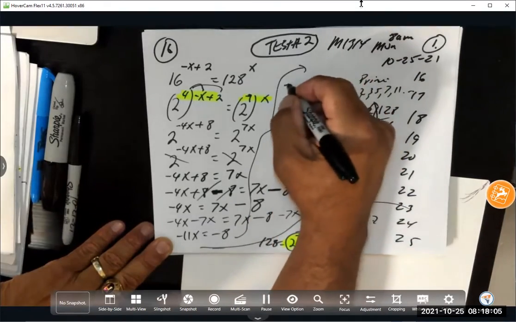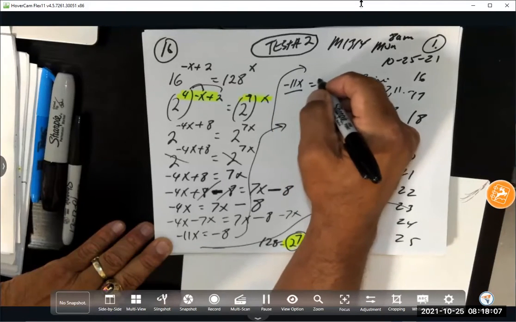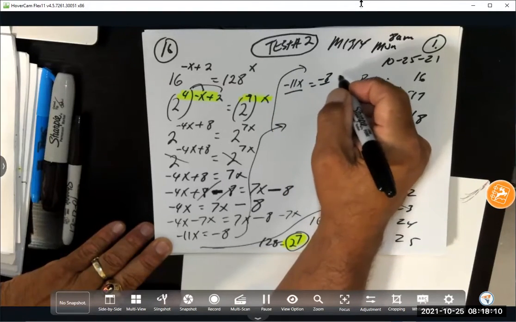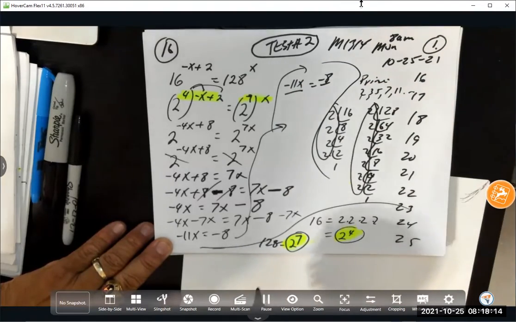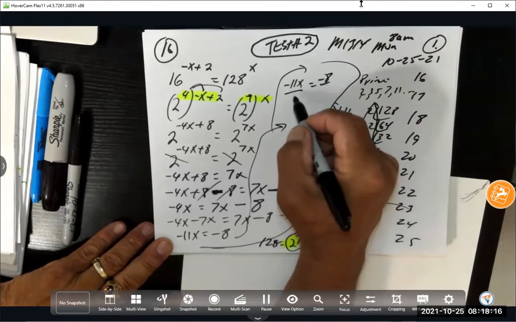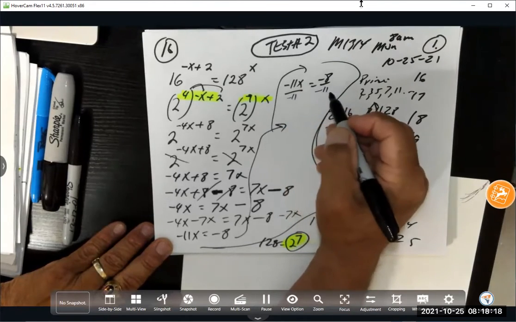What do you think? This one by something and this one by something. What is the answer you're going to divide by? What do I divide by? By negative 11x or 11. That's -11. Yeah, that's it.